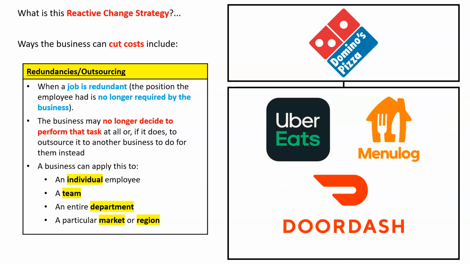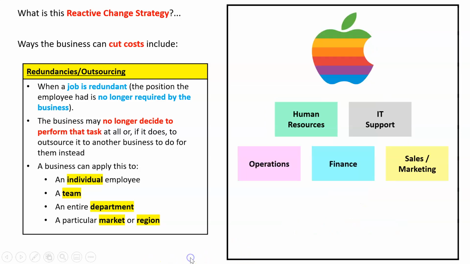So that's been outsourced now. So most pizza delivery businesses now, those deliveries are outsourced to Uber Eats, Menulog, DoorDash, and all the other ones. So that is how a job is made redundant. There are still delivery drivers with Domino's, but not as many.